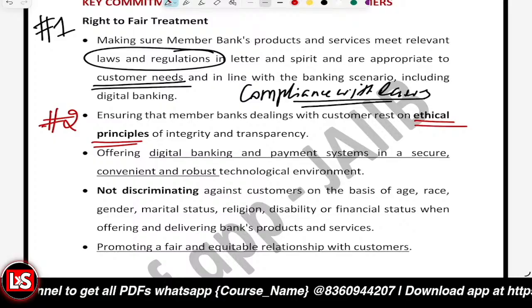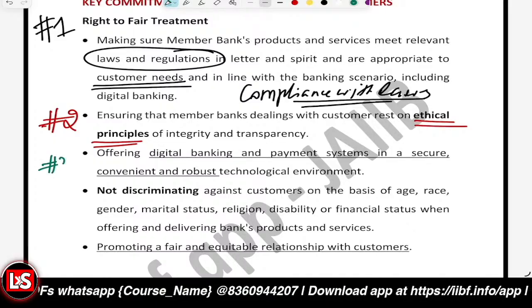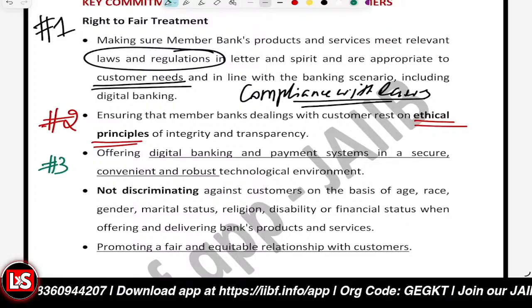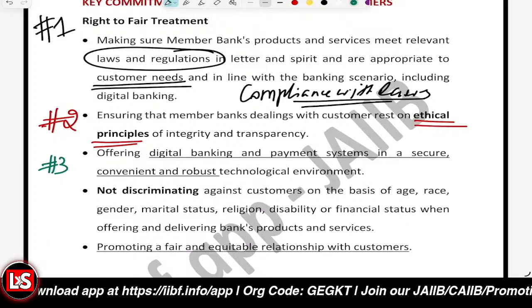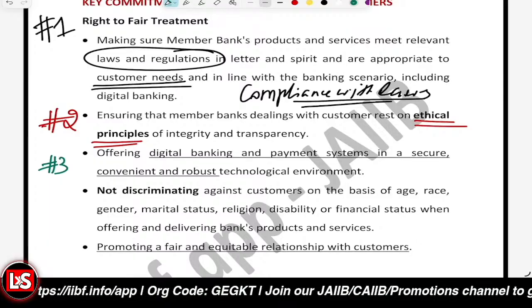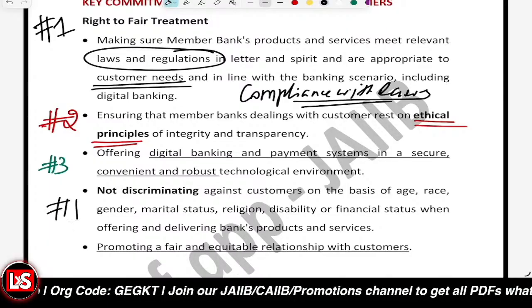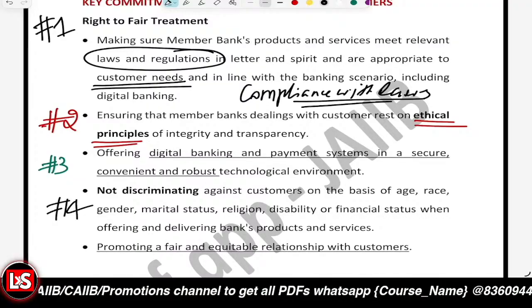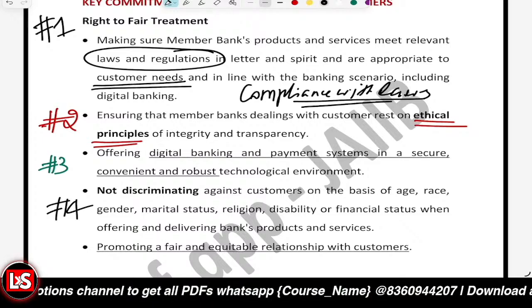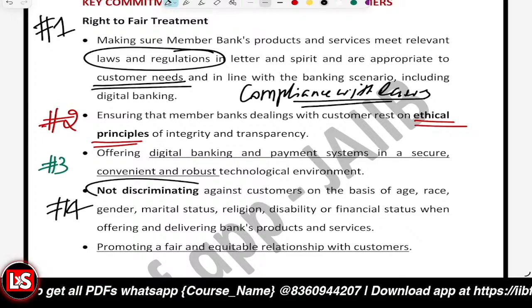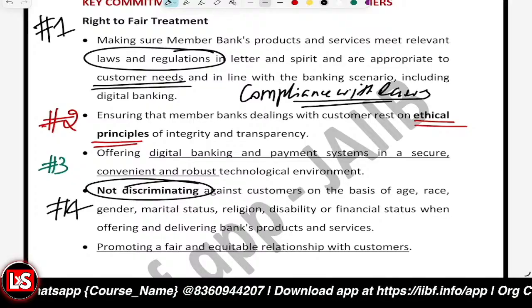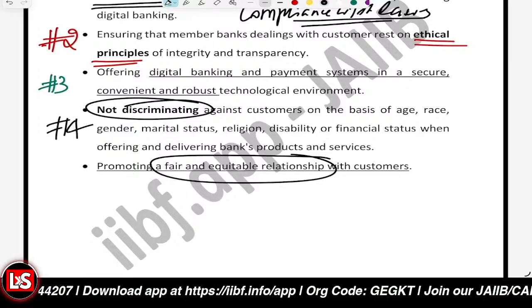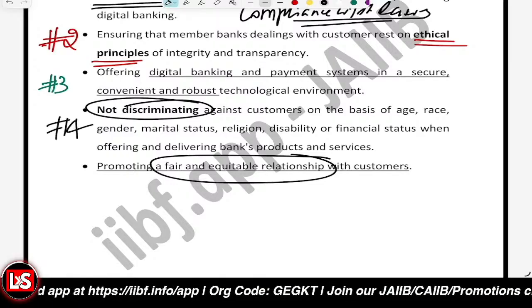And if we are providing digital banking services, those must be secured enough. The minimum protocols are to be followed, that should be secure, that should be reliable, that should be technologically, we can say, robust, right? And there should not be any discrimination, the very important one. Not any discrimination based on age, gender, religion, disability, financial status. No particular bias should be there, no discrimination should be there. And we should be promoting a fair and equitable relationship with the customers, like the bank should be maintaining an equitable relationship with all the customers, right?